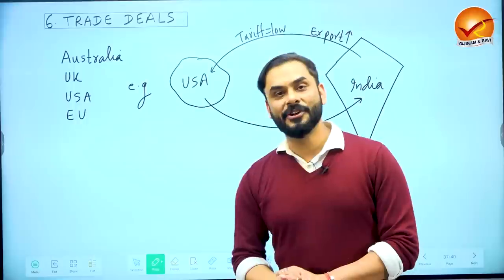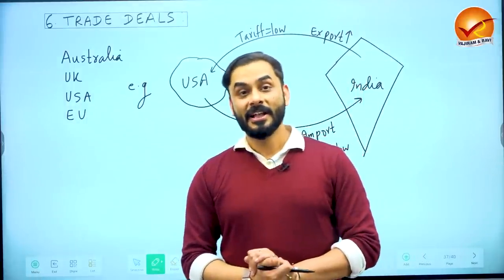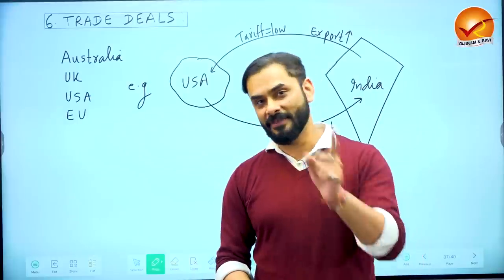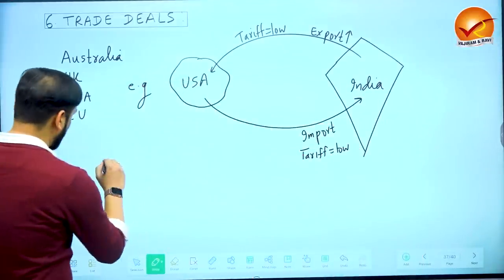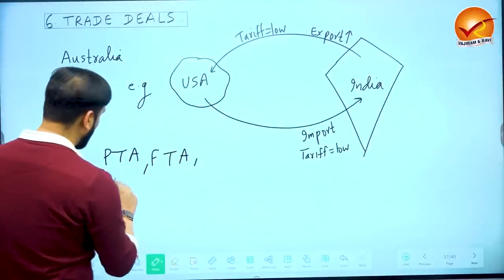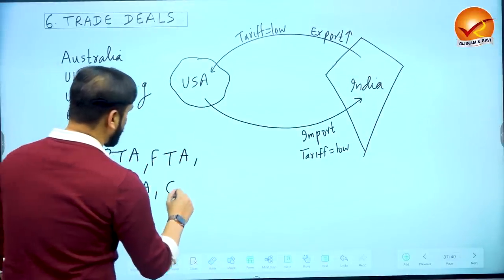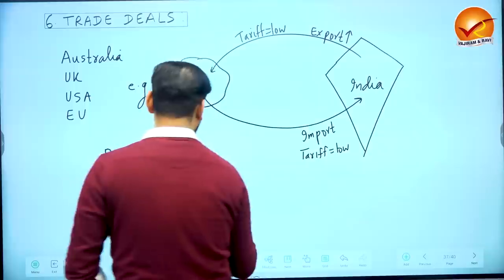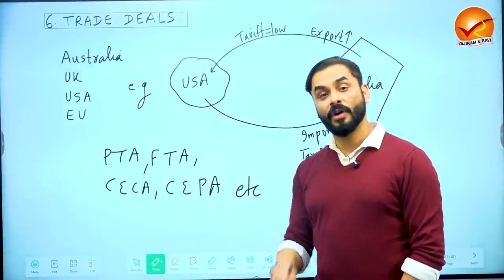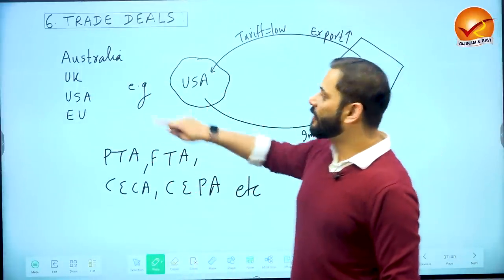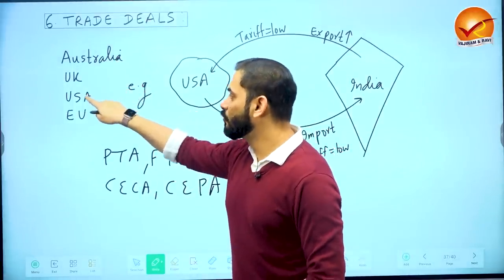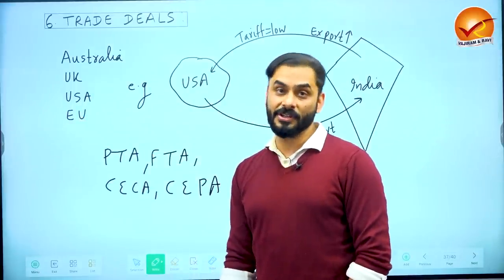Now, trade deals. Do you know something? The Government of India has been signing a lot of trade deals with other countries. I'll give you some examples: preferential trade agreement, free trade agreement, comprehensive economic cooperation agreement, comprehensive economic partnership agreement, etc. What is the meaning of trade deal? The Government of India wants to have a very good trade relationship with Australia, UK, USA, European Union, etc.